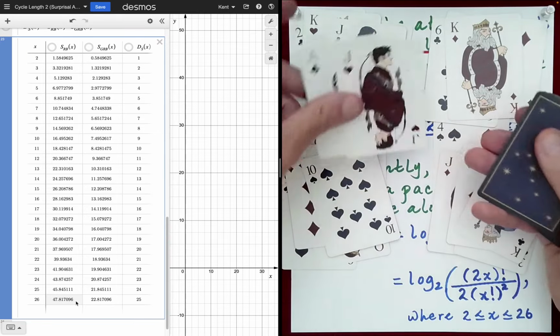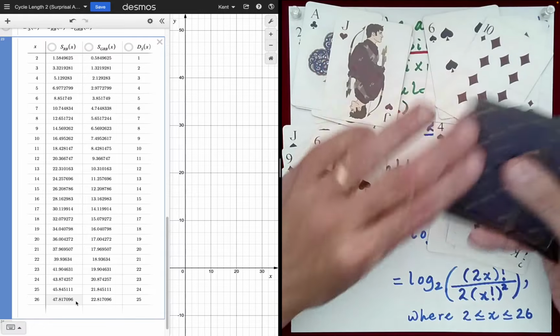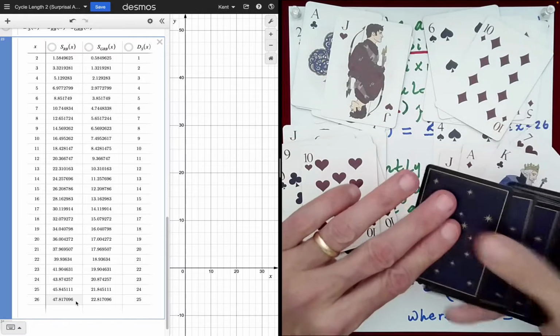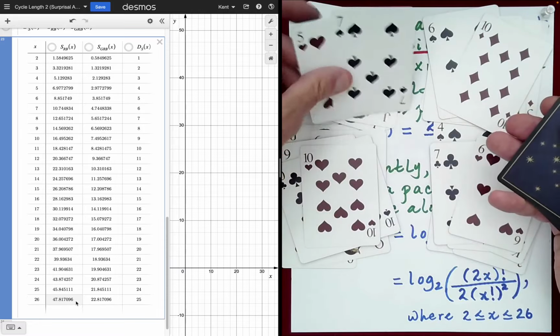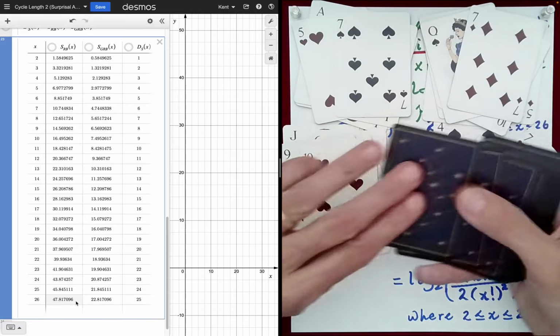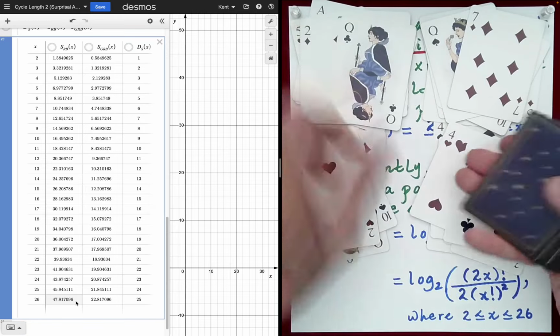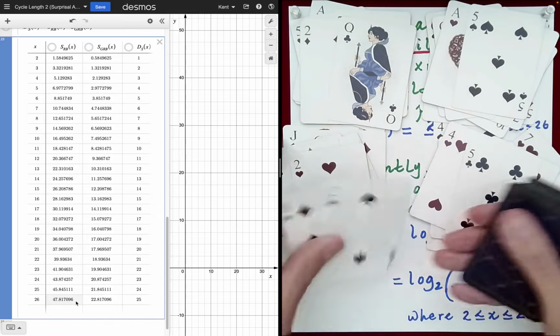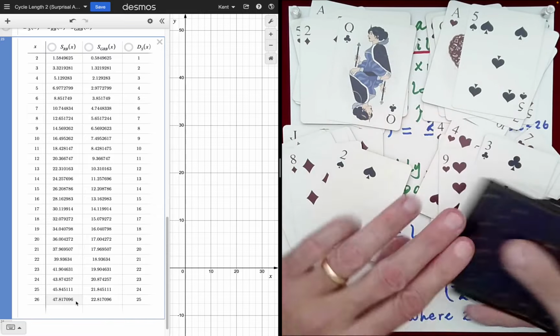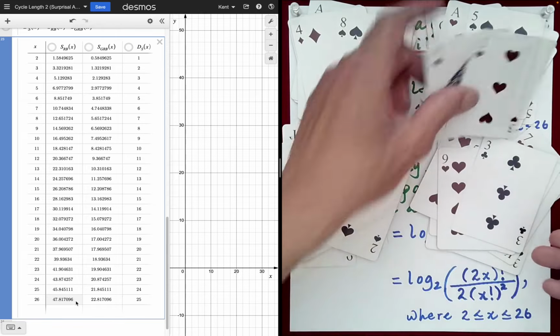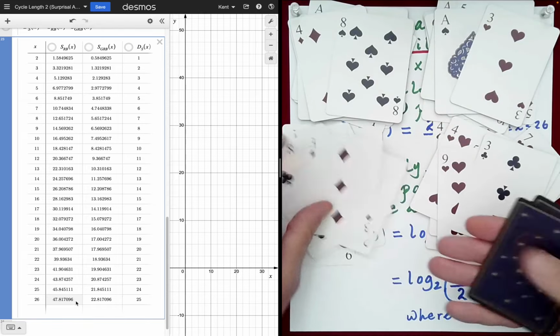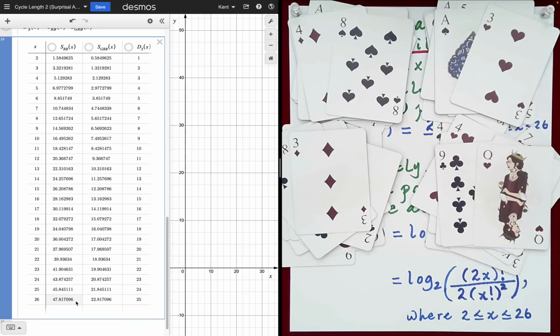Red, black, black, red, black, red, black, red, black, red, red, black, black, red, black, red, red, black, red, black, red, black. Amazing. Red, black, red, black, red, black, black, red, black, red, and finally black, red. Each pair is guaranteed to consist of one of each color.